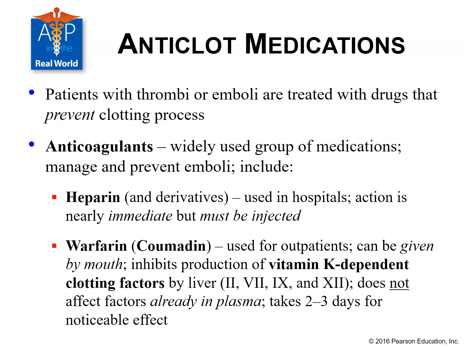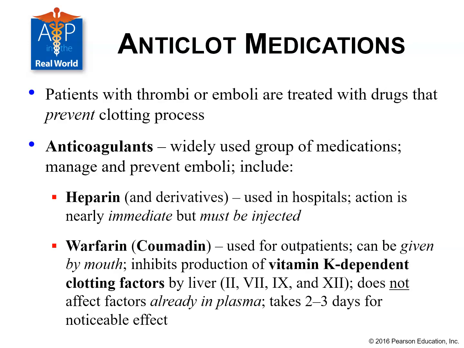You treat thrombi or emboli with drugs that help prevent the clotting process, and you do that mainly with anticoagulants. Heparin and the derivatives of heparin are mainly used in-house in hospitals. The action is nearly immediate, but it has to be injected, so these can also be done on an outpatient basis. The other anticoagulant is also widely used, but usually as an outpatient, and is called warfarin or Coumadin.